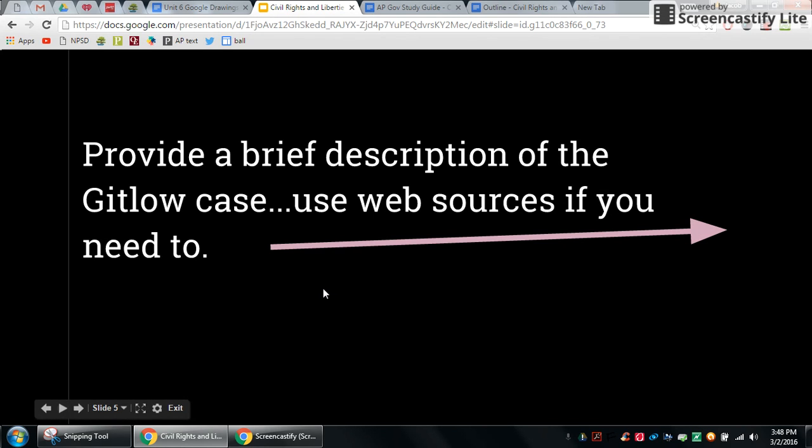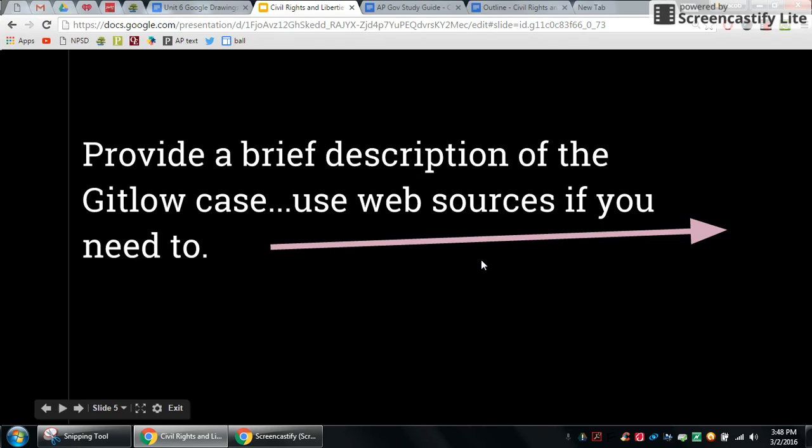I'm saying this because we've learned this case before. What was Gitlow versus New York? What happened that led to there being a Supreme Court case? I want you to think about that. If you know that answer, write it down on your right side. I will be checking that. If you don't know that answer, you may use web sources.